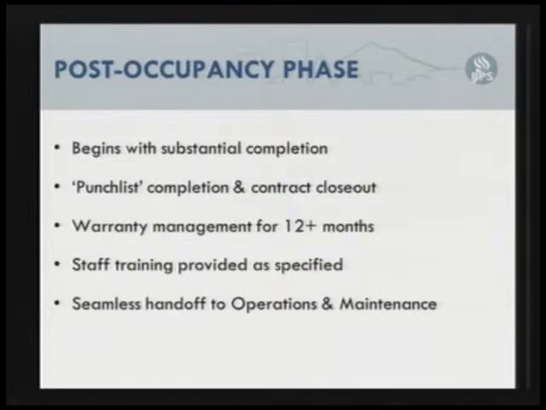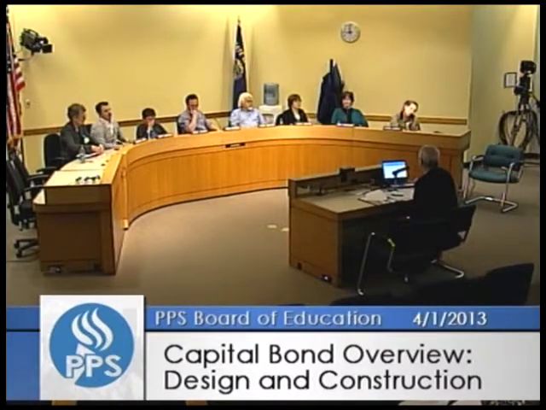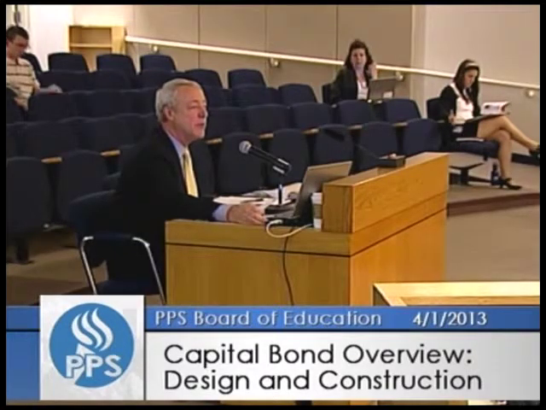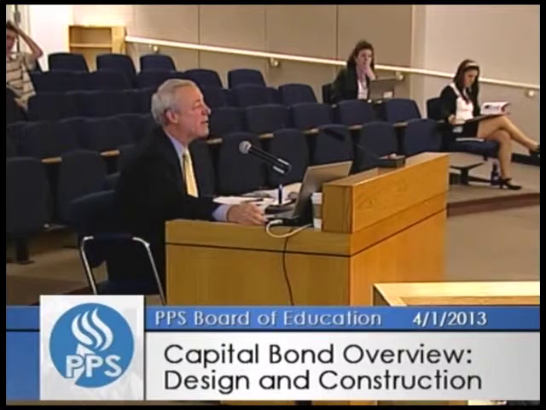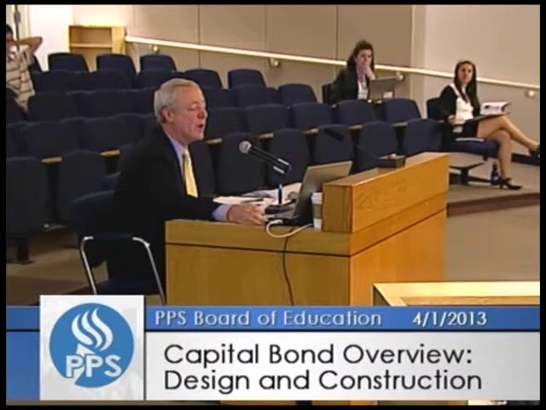We also do a significant amount of staff training, both at the building level as well as for our maintenance staff, and ensure that we understand how the building needs to operate. And of course, we're looking for a seamless handoff to operations and maintenance. One of the really important stakeholder groups as we do the design are the maintenance staff, our operations staff, building level, who are going to be involved in having to operate and maintain the facility.